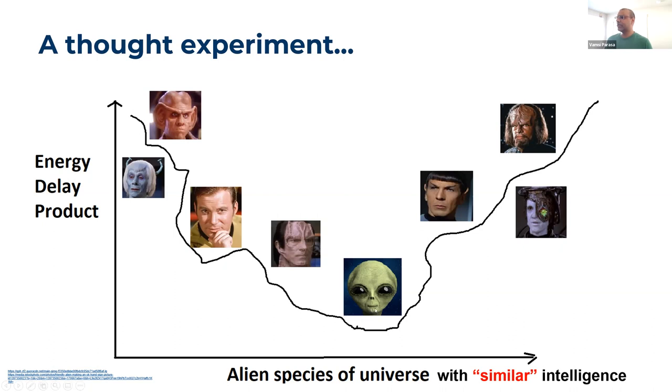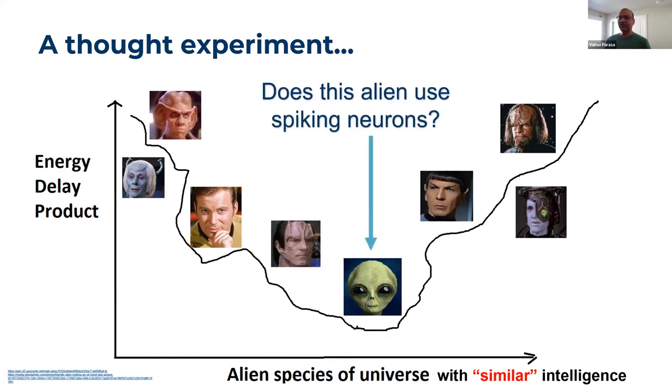Suppose we have a hypothetical graph where we have human Captain Kirk here, and Captain Spock, and other alien species in Star Trek. The question is, only one of the alien species could have a really good energy delay product. And the question is, does this alien also use spiking neurons? It's a simple thought experiment.